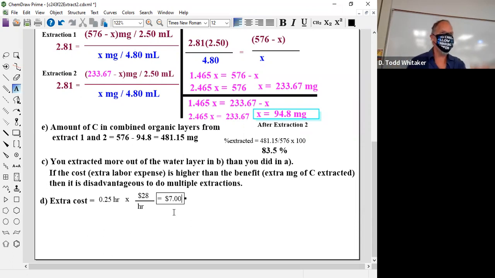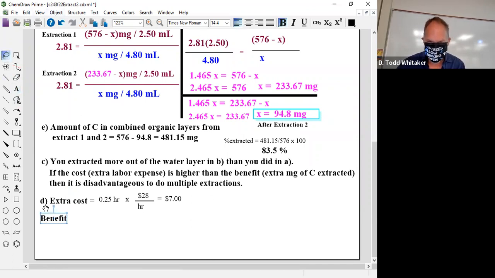We have to figure out how valuable the chemical is. Sorry, not how valuable it is. You look up how valuable it is. You go to your Aldrich catalog and they got prices in there, right? And if it's that extra cost, what about benefits?